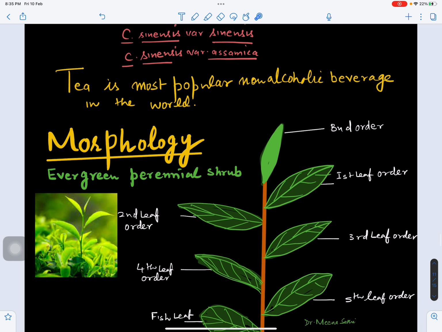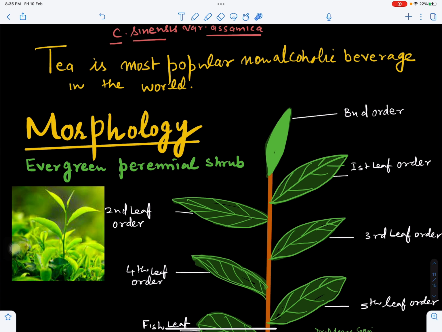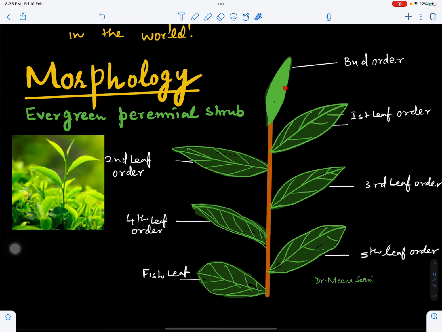If we see the morphology of the plant, it grows in the form of a shrub. So this is an evergreen perennial shrub. And if we see its morphology, this is its bud. This is the first leaf, second leaf, third leaf, fourth leaf, fifth leaf, and this is the fish leaf. You can see here, this is the bud. Then this is the first leaf, second leaf, third leaf, and so on, like we discussed its characteristics.